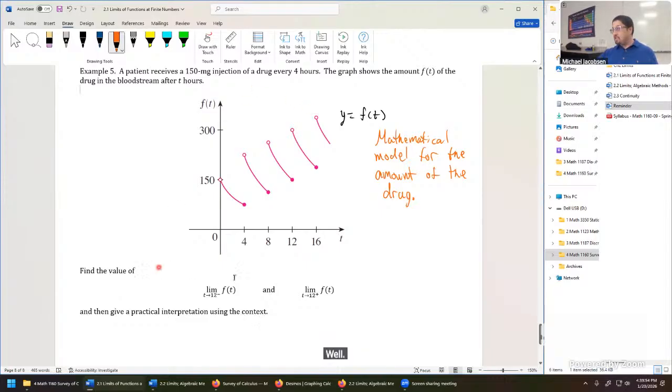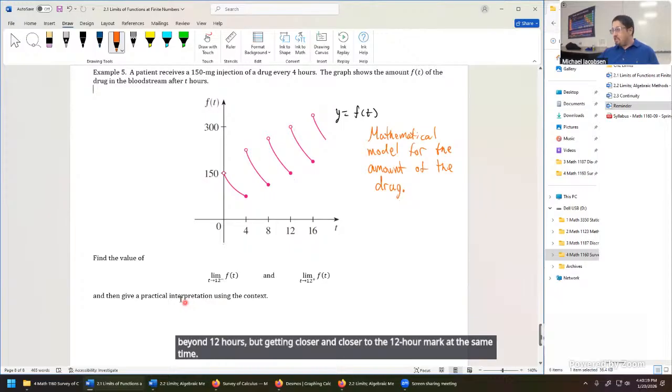Well, what we want to do is evaluate two different limits. This one is a left-hand limit. We're taking the limit as time goes to 12, but only up to 12, not past the 12-hour mark. And the other one is taking the limit as time goes to 12 from the right. So we're looking at what happens as we get beyond 12 hours, but getting closer and closer to the 12-hour mark at the same time.